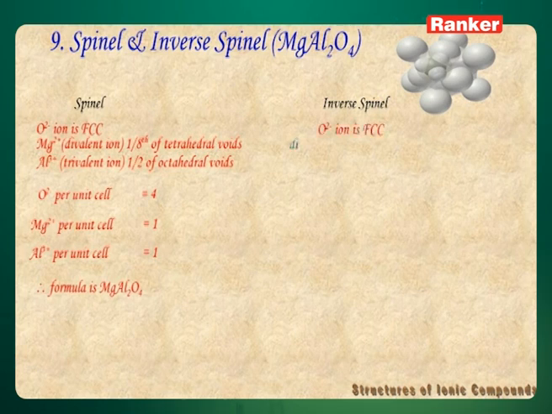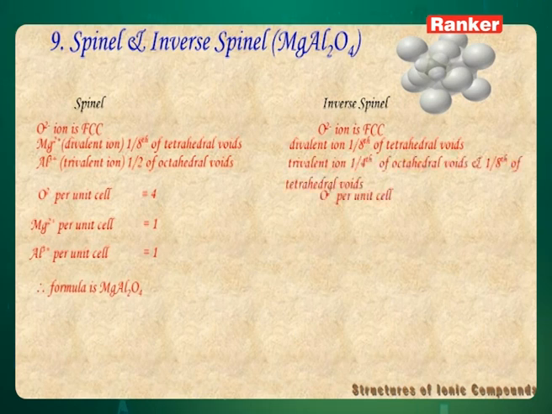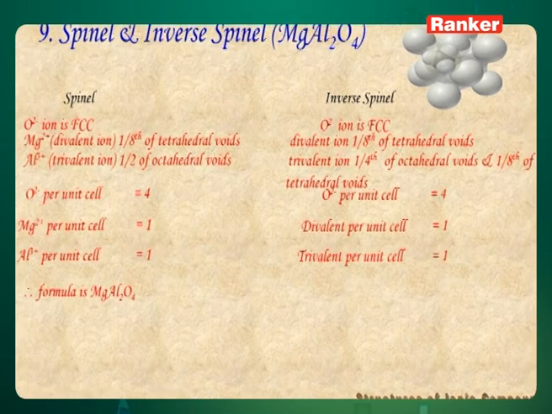Inverse spinel: oxide is FCC, divalent ions occupy 1/8 of the tetrahedral voids, and trivalent ions occupy 1/4 of the octahedral voids or 1/8 of the tetrahedral voids. So, oxide ions per unit cell is 4, divalent per unit cell is 1, trivalent per unit cell is 2, and finally, it is all equal to MX2O4.